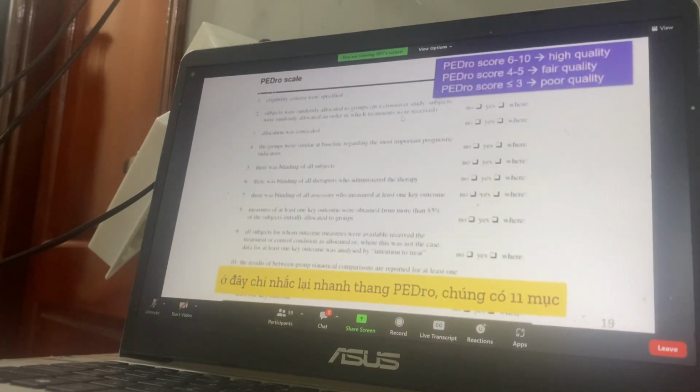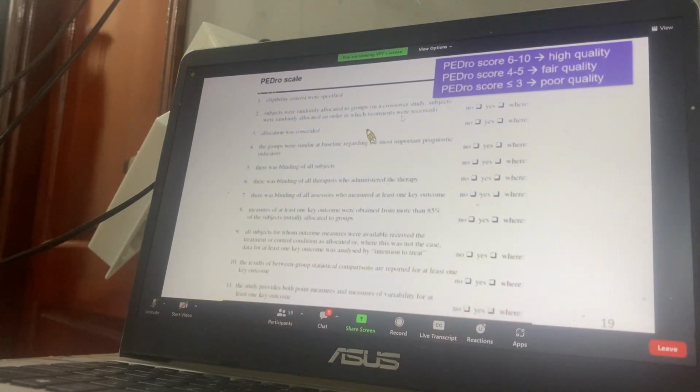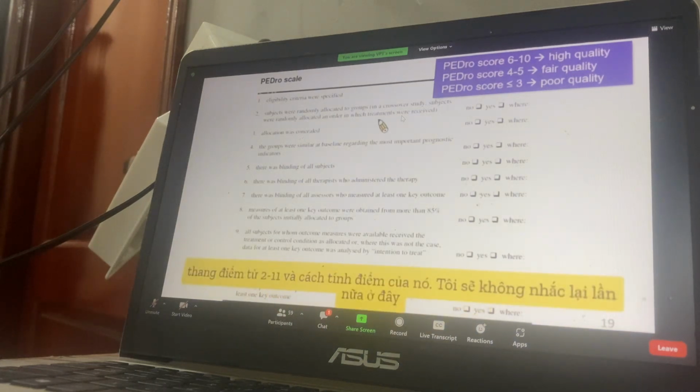Just a quick reminder of the PEDro scale. It has 11 items, and the first item is not scored. So the scoring is from item 2 up to item 11.